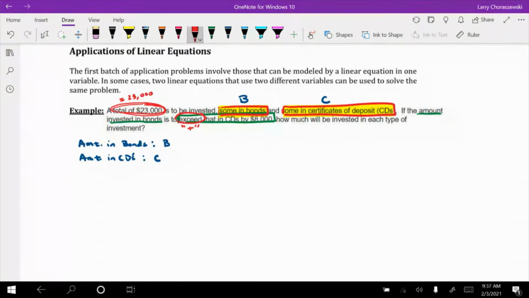And I also want to reference back to the idea that the 23,000 is split across the B and the C, right? So I want to make a note that the amount in bonds plus the amount in CDs is equal to 23,000. Now we have variables for each of these. The amount in bonds is B, the amount in CDs is C.